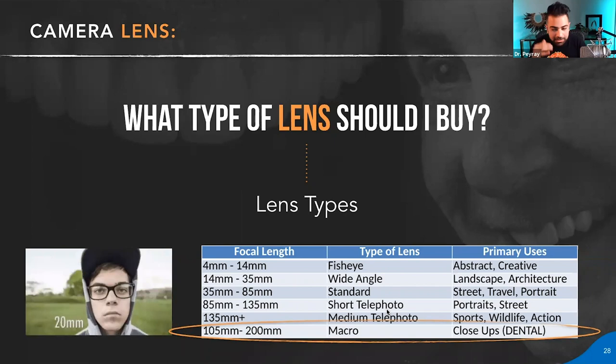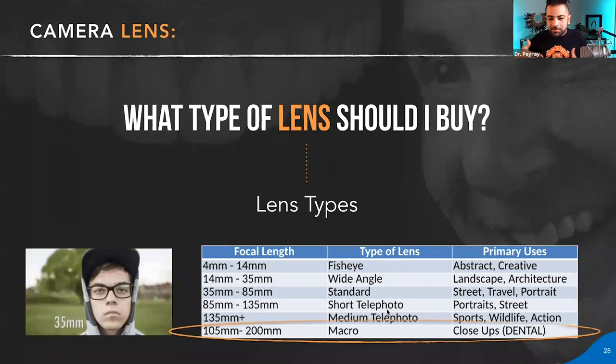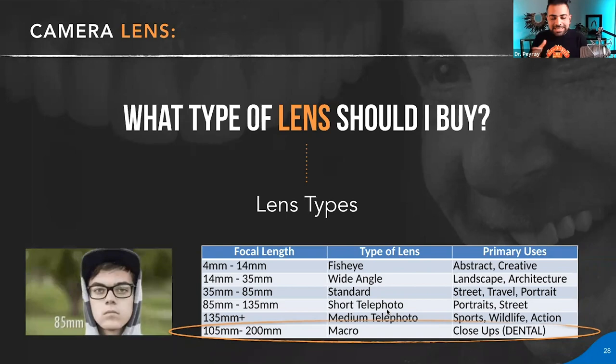When it comes to lenses, I don't want this lecture to be just about dental photography. If you start getting a camera, why not use that camera at home or when you go out, start taking pictures and get familiar with the settings. It's cool stuff: landscaping, architectural stuff, and a lot of other things.